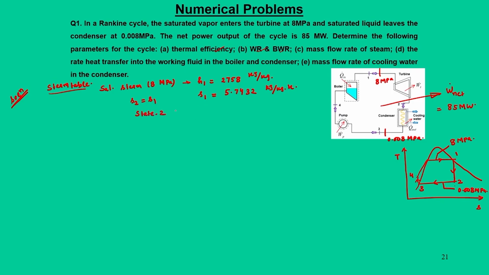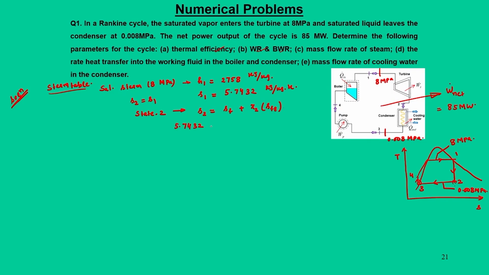So, at state 2 we can find out S2, and that is nothing but your S1, and that S2 is equal to SF plus X2 into SFG. SFG is nothing but SG minus SF. So, at this point we need this data, and from this data at state 2 we can recalculate, since S2 is equal to S1.